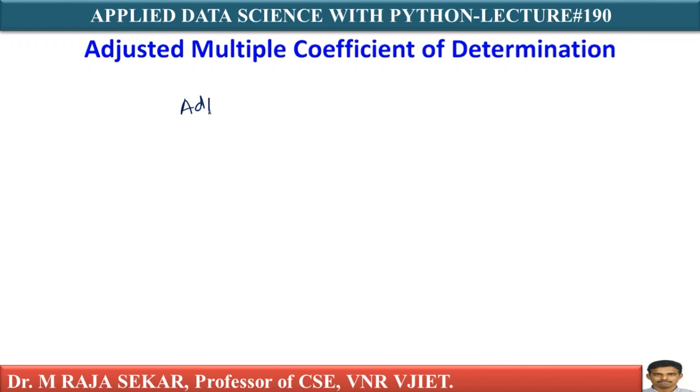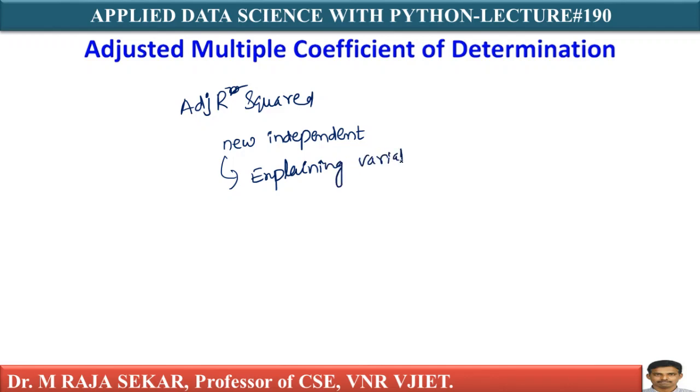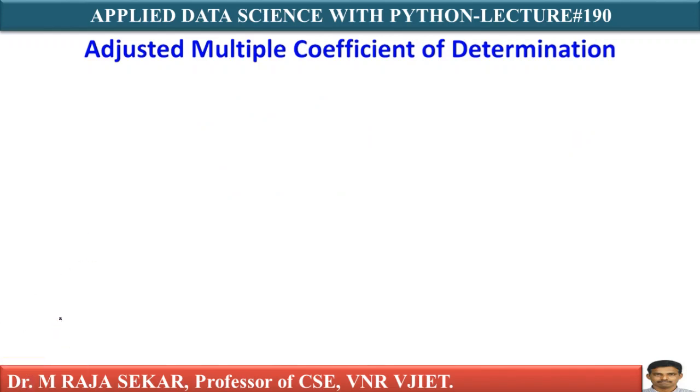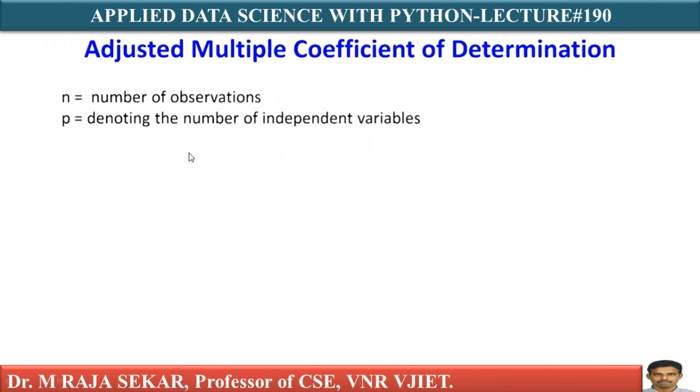What is the purpose of adjusted R squared, or I can say the adjusted multiple coefficient of determination? If I add a new independent variable, this adjusted R square is useful to check whether this added new independent variable is an explaining variable or a noise variable. Isn't it? That's the purpose, noise variable. Anyway, we will try to understand with appropriate illustrations how this works. For the time being, let me explain how one can calculate the adjusted R square value, the adjusted multiple coefficient of determination.